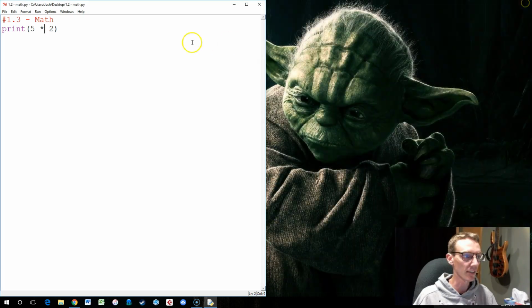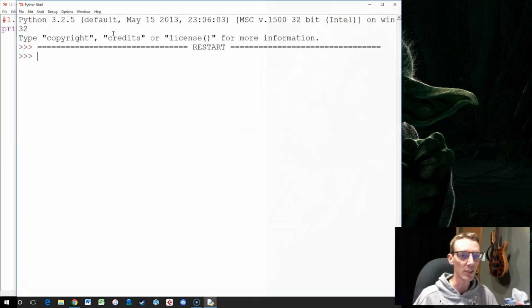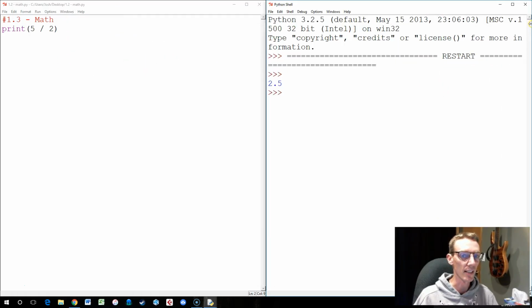And close this guy down out of the way. What else do we have here? Well, we've got divide. And divide is the slash, and we'll run it again. 5 divided by 2 should be 2.5, and you can see that it is. Now we've also got 5 to the power of 2, and the way we do to the power of is we do 2 stars. This means 5 raised to the power of 2, and 5 to the power of 2 would be 5 squared, or 25. So you can see that's 25.